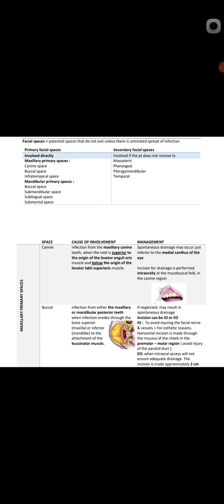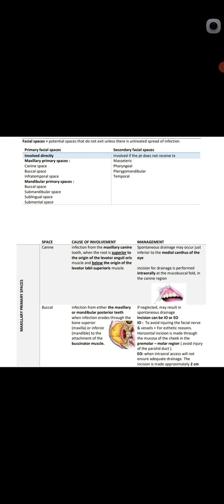Now come to the types of facial spaces. There are two types. First is the primary facial spaces, second is the secondary facial spaces. Primary facial spaces are those spaces which are involved directly by infection, and secondary facial space infections are those infections which occur due to primary facial space infection. Now in primary facial spaces or space infection, there are two types: maxillary primary spaces and mandibular primary spaces.